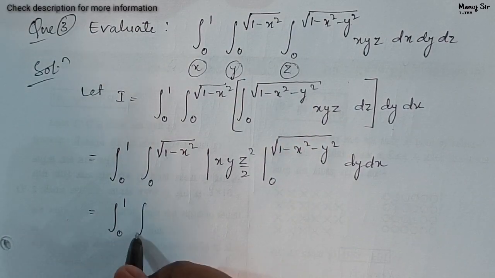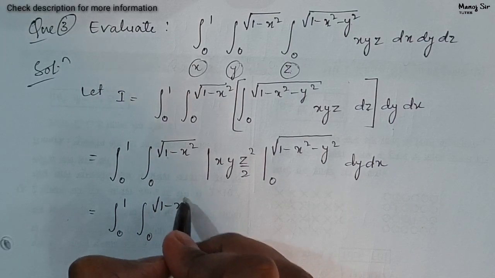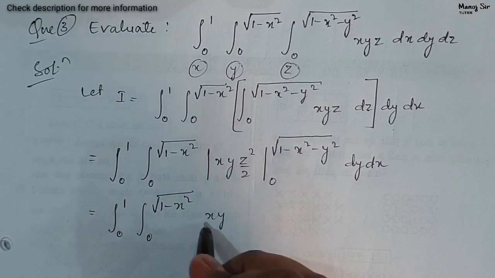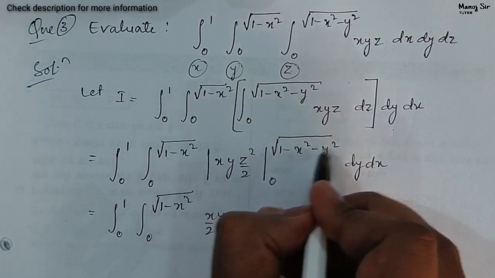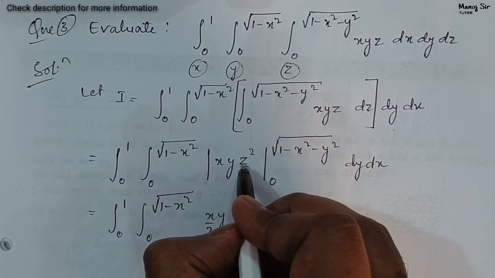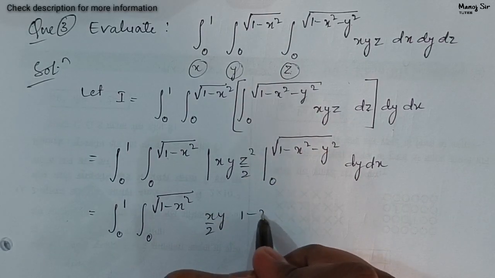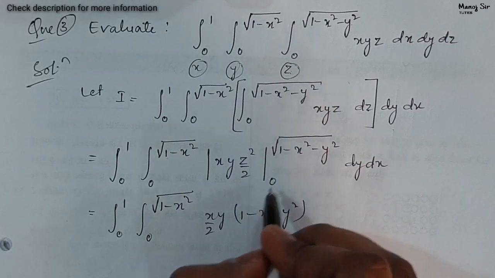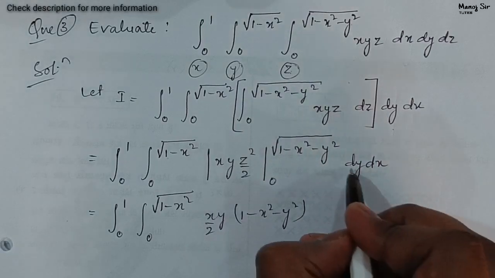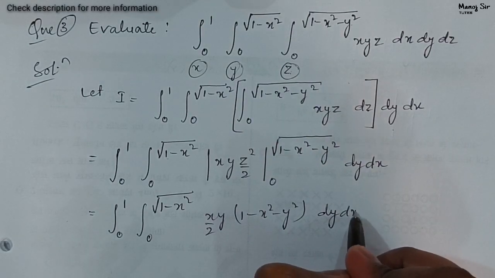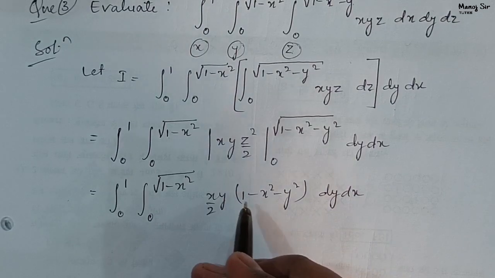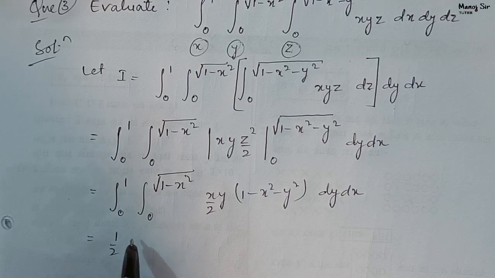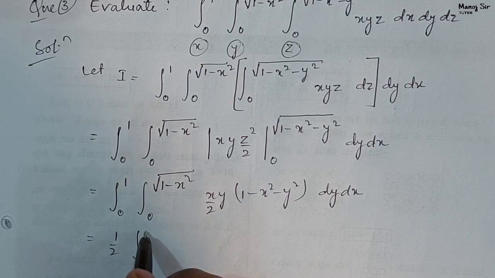So this is going to be the integration 0 to root over 1 minus x square of xy upon 2. Here in place of z we are putting the upper and lower limits. This is z square, so this is going to be 1 minus x square minus y square. Since the lower limit is 0, we are ignoring it. Now we will write dy dx. Here we can take 1 upon 2 common, outside of this integration, because it is constant.